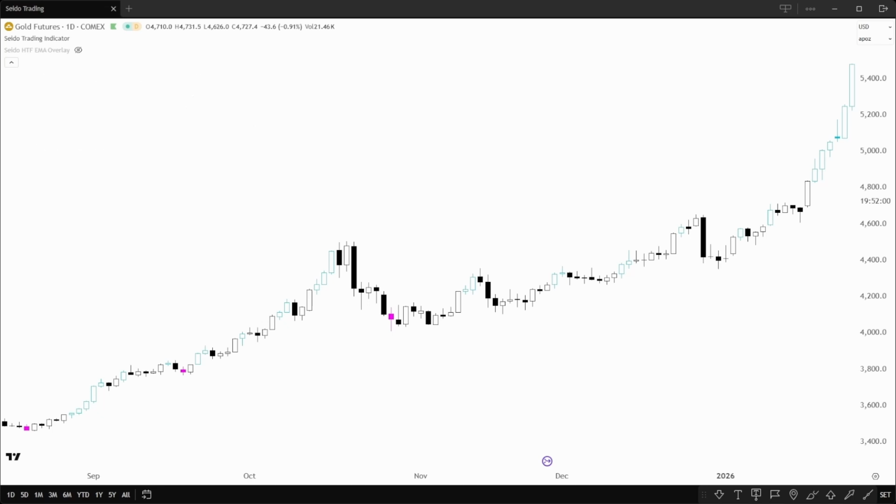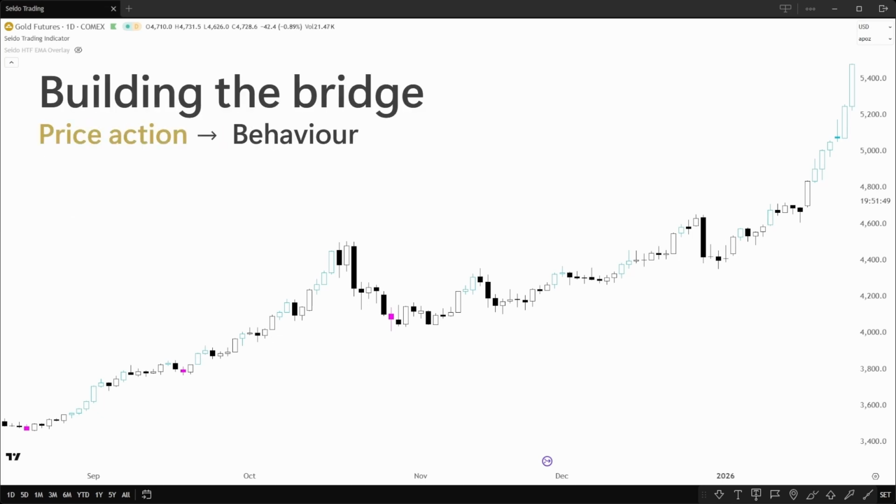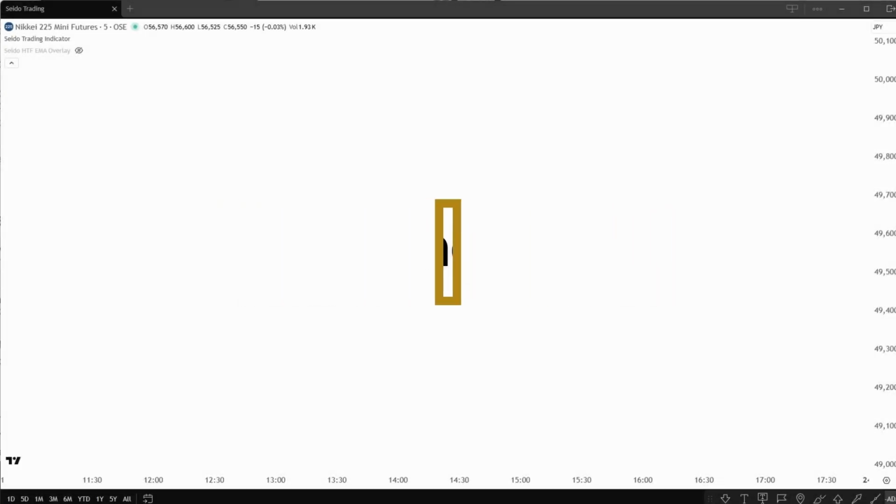We will look at how momentum forms, how traders behave around the highs and the lows, and the characteristics of trading ranges and momentum. This lesson will bridge the gap between your candlestick recognition and understanding pure price action as a behaviour. Every candlestick communicates important information about price.